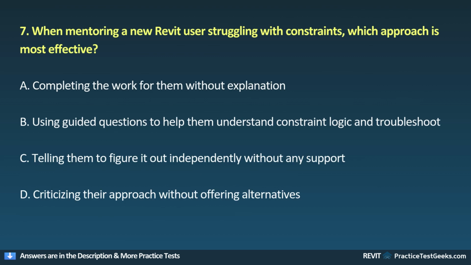7. When mentoring a new Revit user struggling with constraints, which approach is most effective? A. Completing the work for them without explanation. B. Using guided questions to help them understand constraint logic and troubleshoot. C. Telling them to figure it out independently without any support. D. Criticizing their approach without offering alternatives.